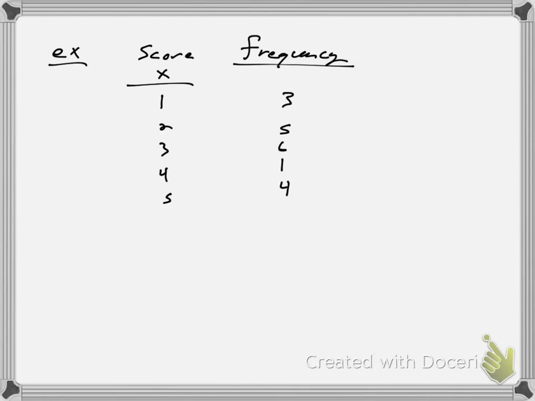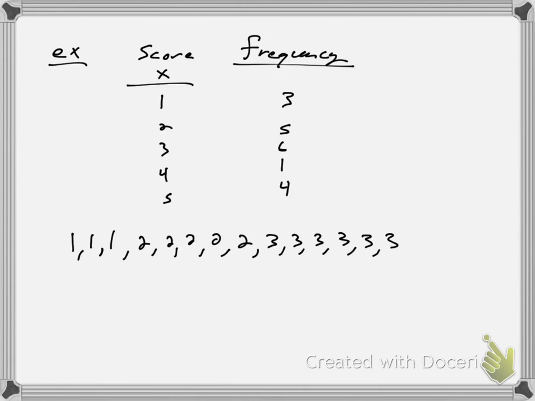This is a little different because the data's not in a list. So in order to find the mean, I could rewrite this as: there are 3 ones, there are 5 twos, there are 6 threes, there's 1 four, and there's 4 fives. So these are the actual scores.